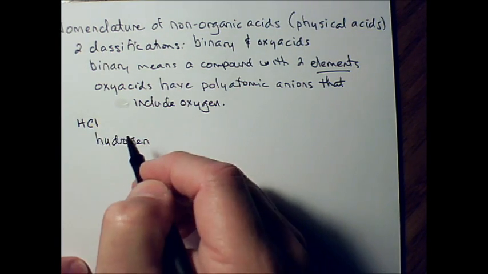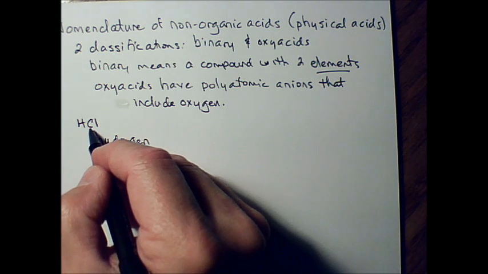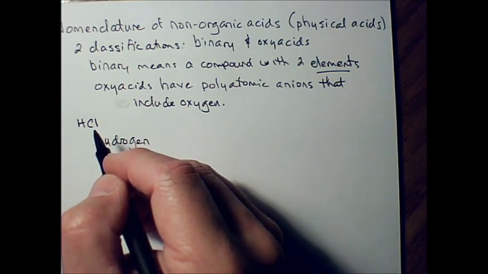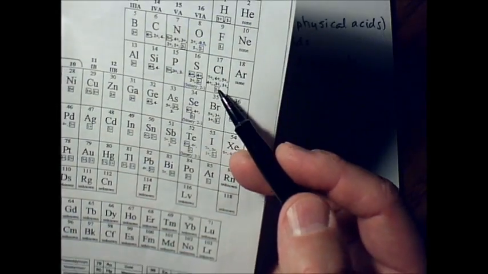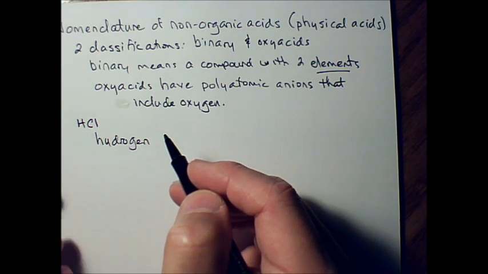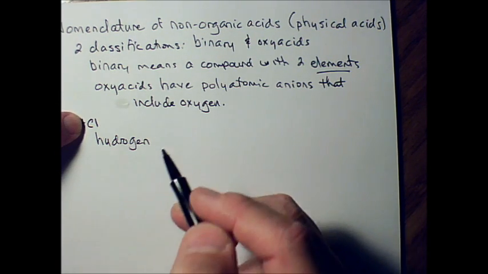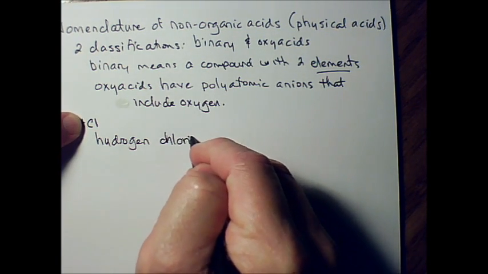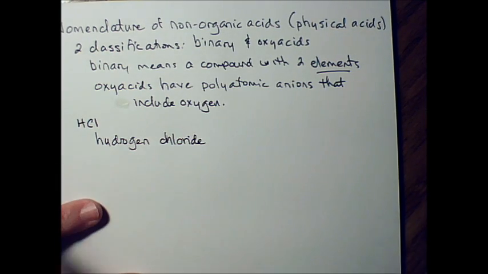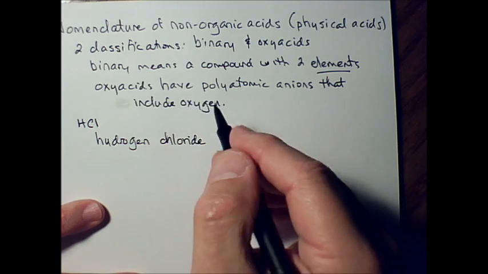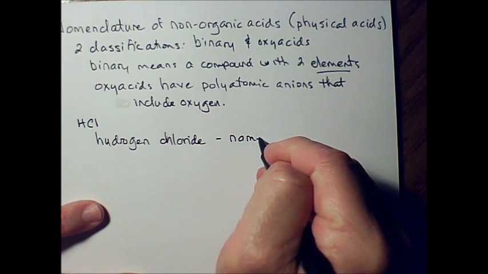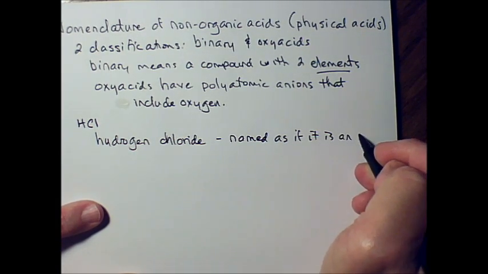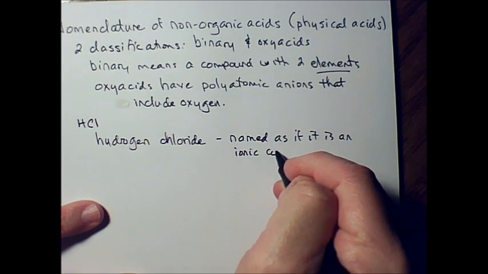The back part of the name, if we're going to start out naming it like an ionic compound: if this is positive, what charge does this have to be? Some kind of negative charge. And chlorine indeed does have a 1 negative charge. When it's a monoatomic ion with a negative charge, what do you call it? Chloride. So this is named as if it is an ionic compound.